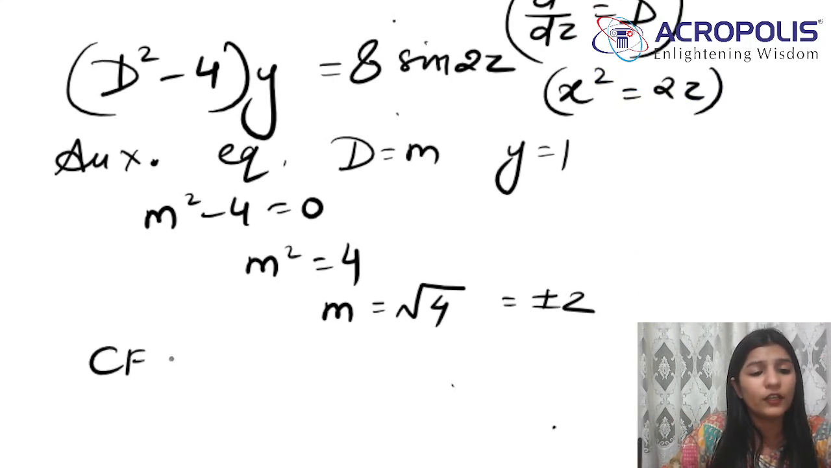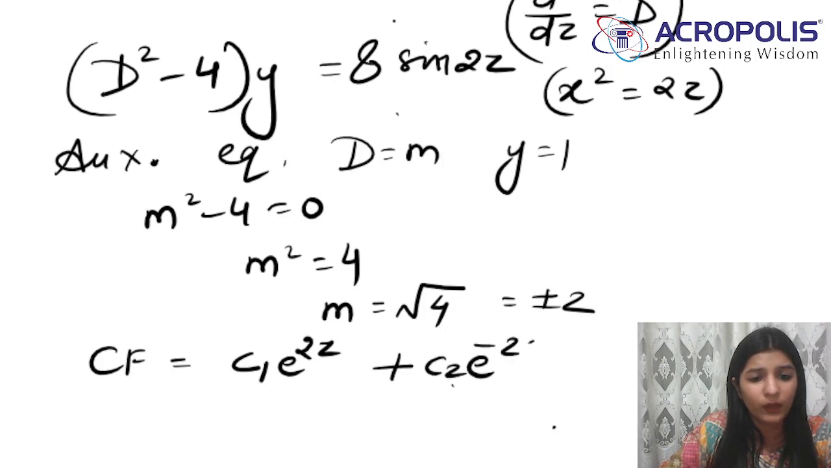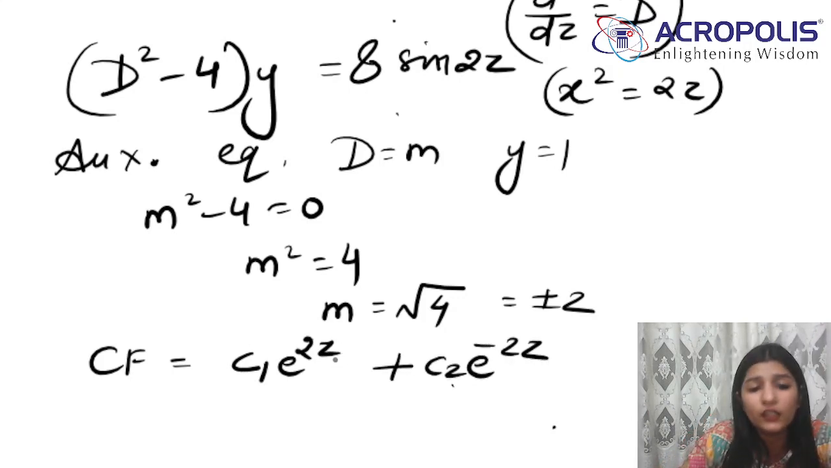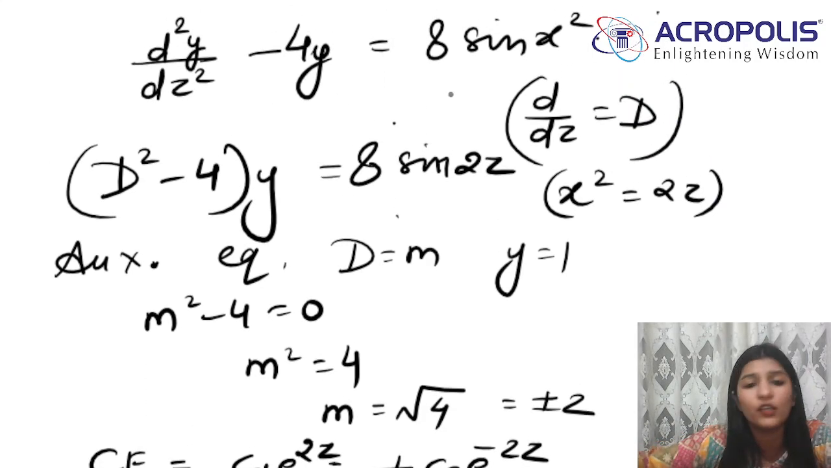So what is the value of CF? C1 e raised to 2z plus C2 e raised to minus 2z. Here you have to take z because you are solving the differential equation with respect to z. Here z is the independent variable. We changed the independent variable x into z. So in the CF we are taking z here.